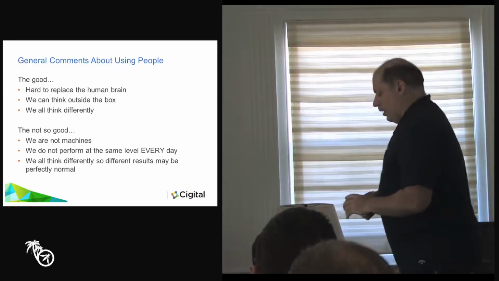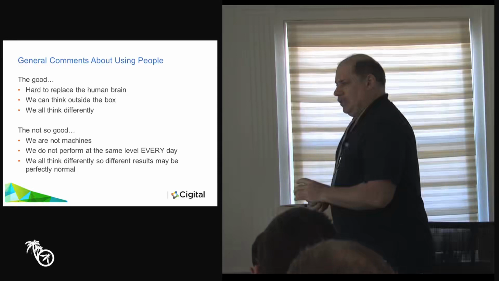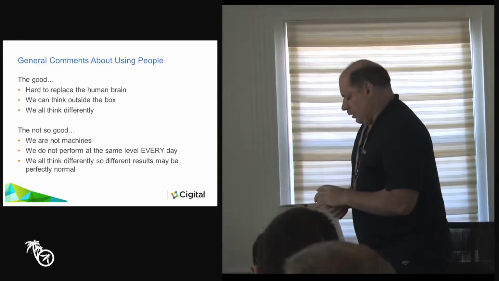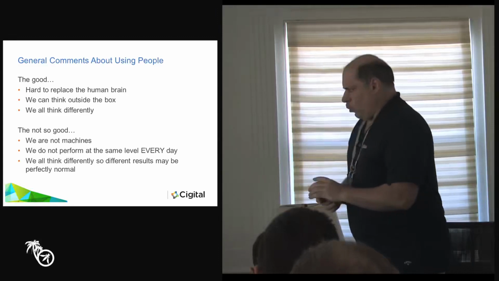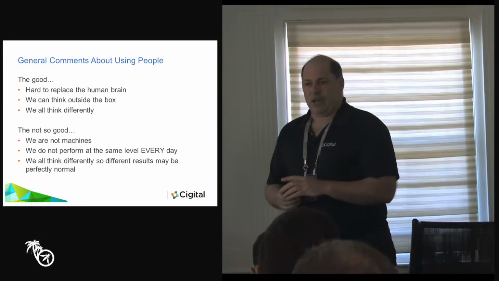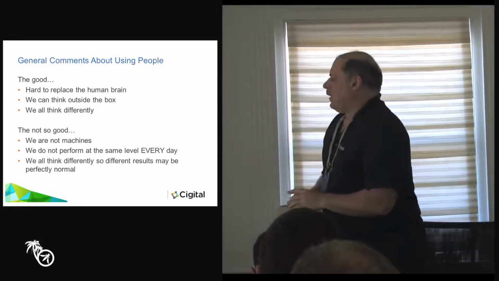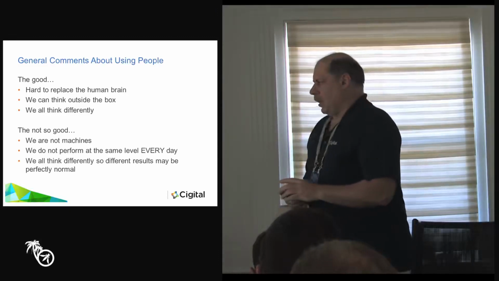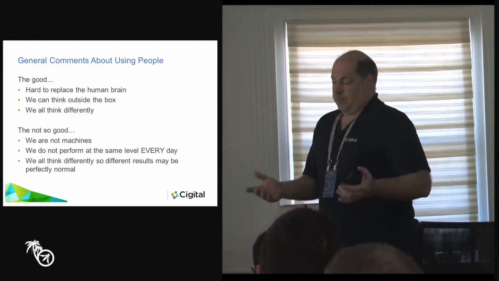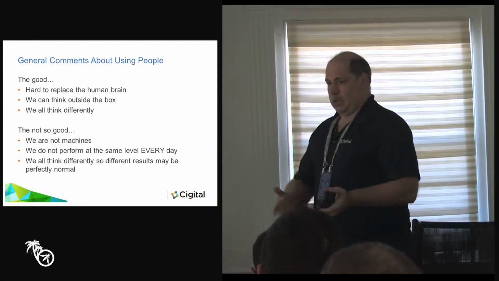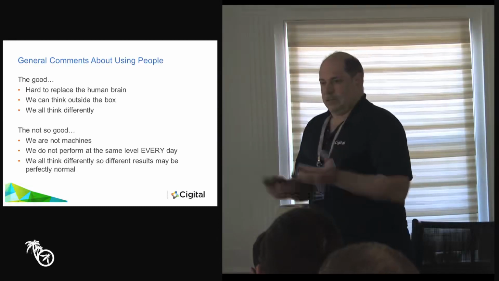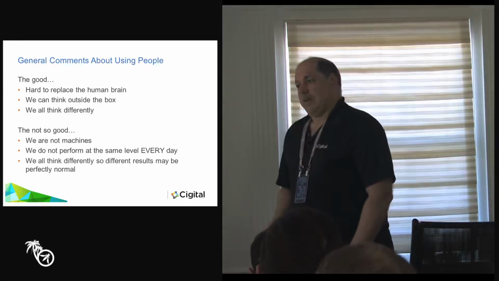And of course, what are the bad things? Well, we are not machines. We don't have consistent results. We're not always going to do the same thing, test after test. We can't perform at the same level every day. It just doesn't happen, right? Again, we're people. And it is perfectly normal for two people to do the same types of tests on a system and find different results. It's perfectly normal for the same person to work on the same system at two different times and find different things. It's just the way it is. We're not going to find the same things.